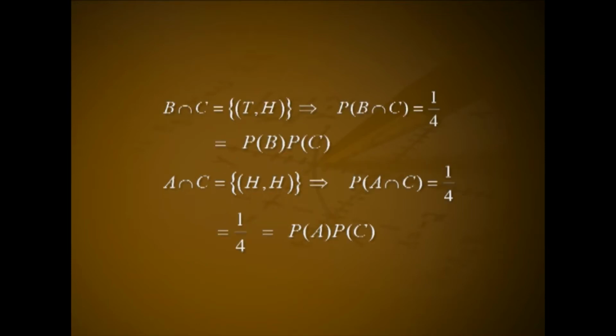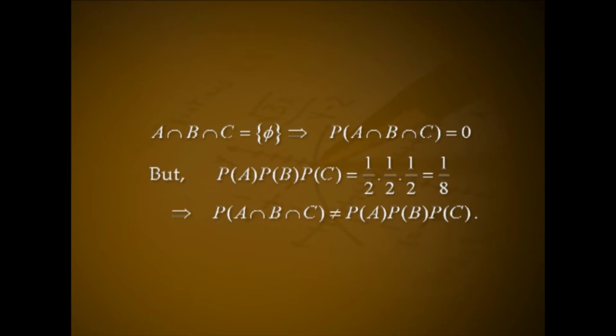B ∩ C equals the set containing the ordered pair TH. Therefore, P(B ∩ C) = 1/4, that is equal to P(B) P(C). A ∩ C equals the event containing the ordered pair HH. This implies P(A ∩ C) = 1/4, that is equal to P(A) P(C).